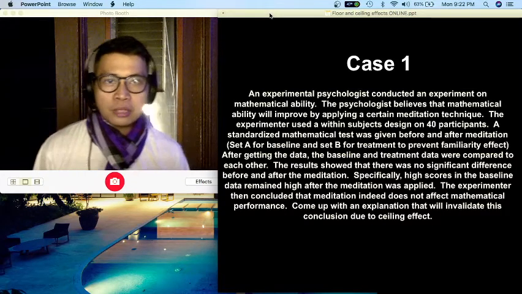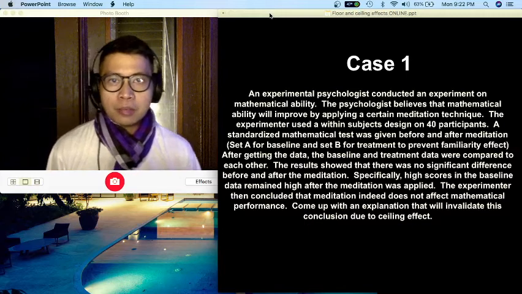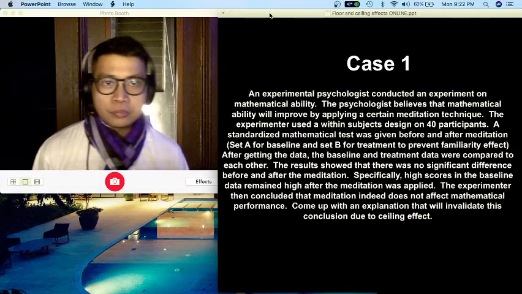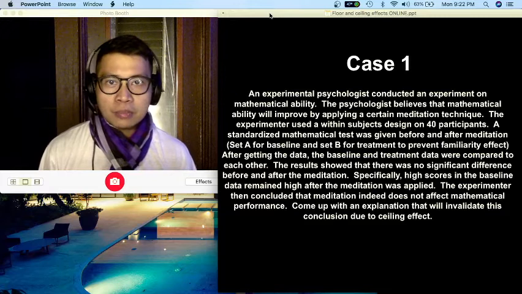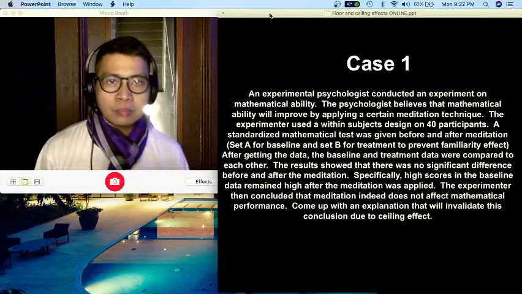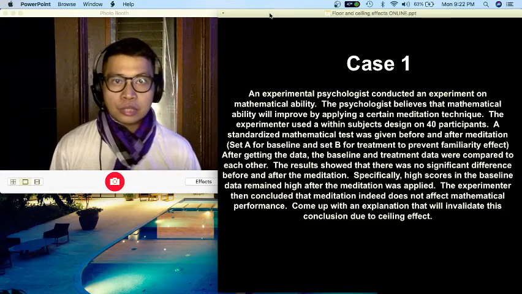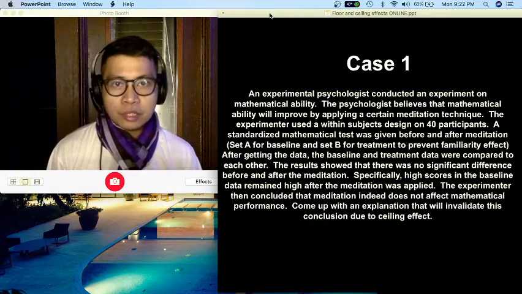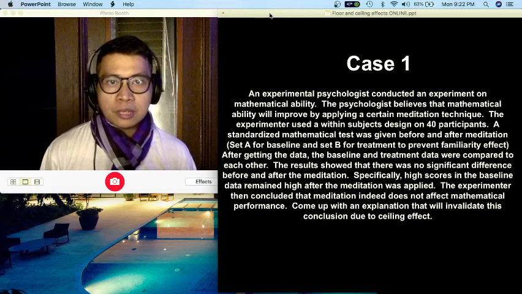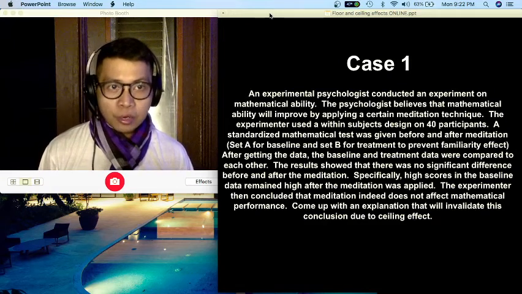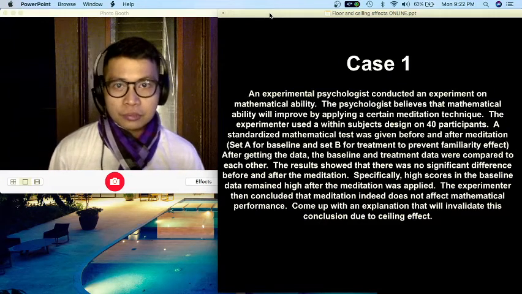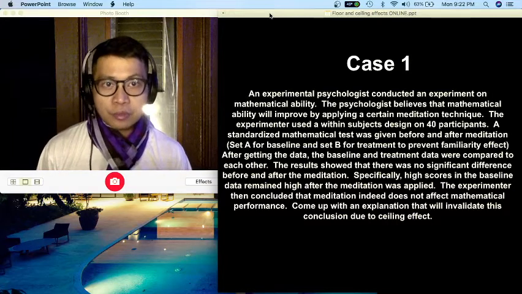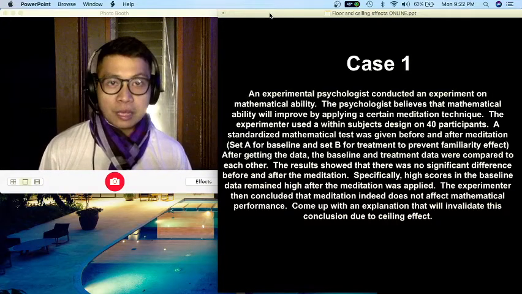An experimental psychologist conducted an experiment on mathematical ability. The psychologist believes that mathematical ability will improve by applying a certain meditation technique. The experimenter used a within-subject design on 40 participants. A standardized mathematical test was given before and after meditation. Set A for baseline and set B for treatment to prevent familiarity effect.